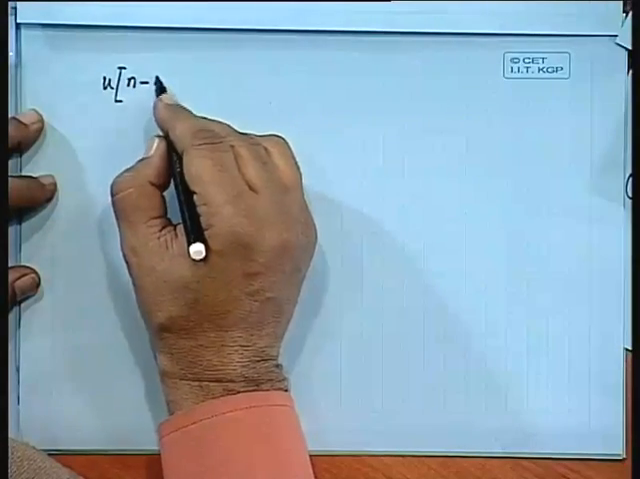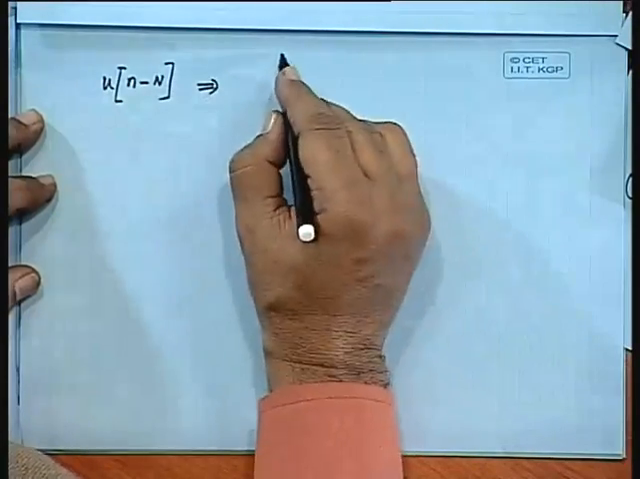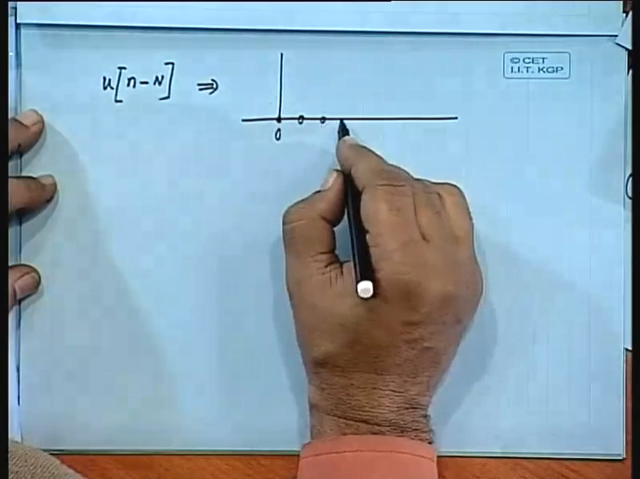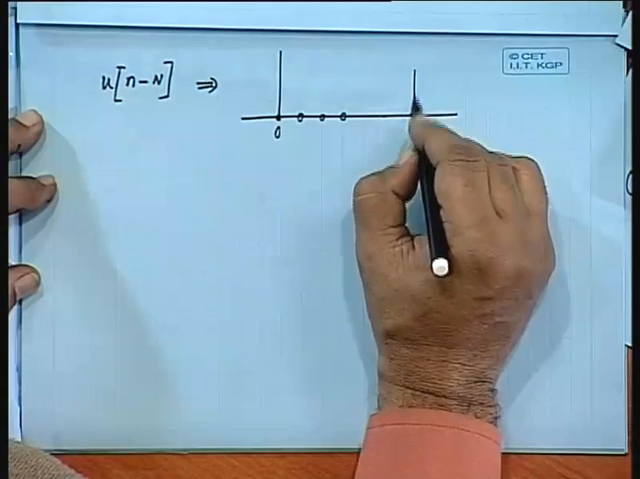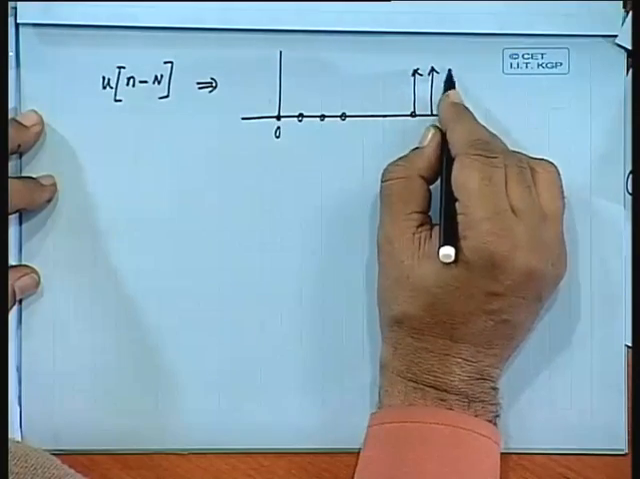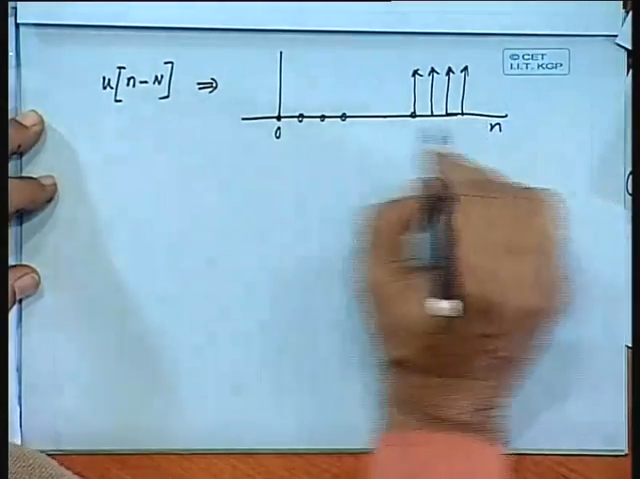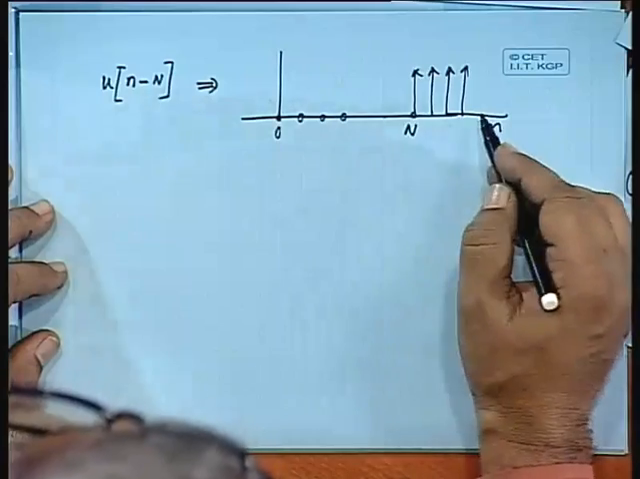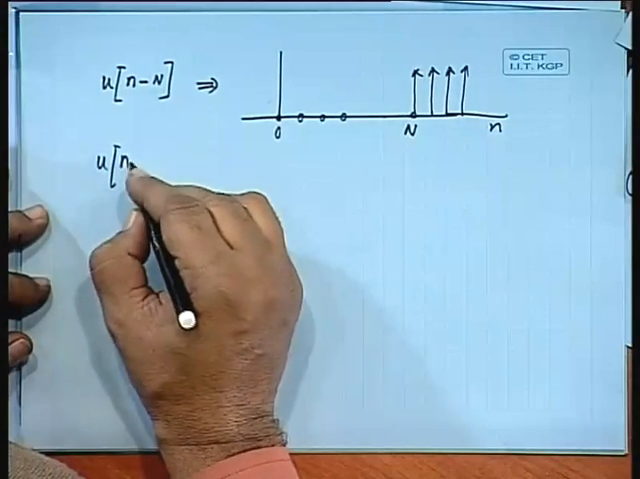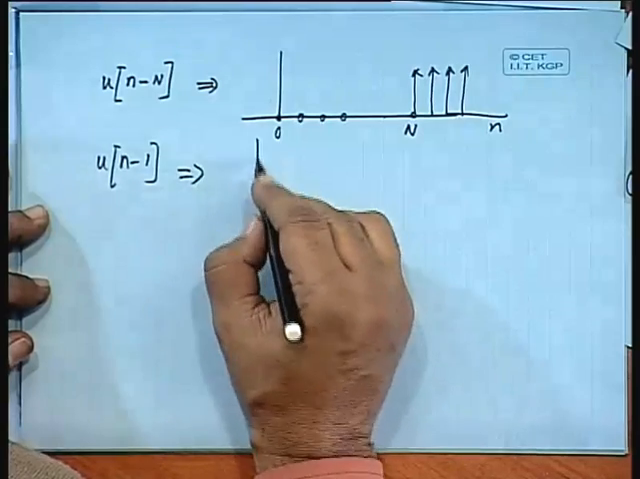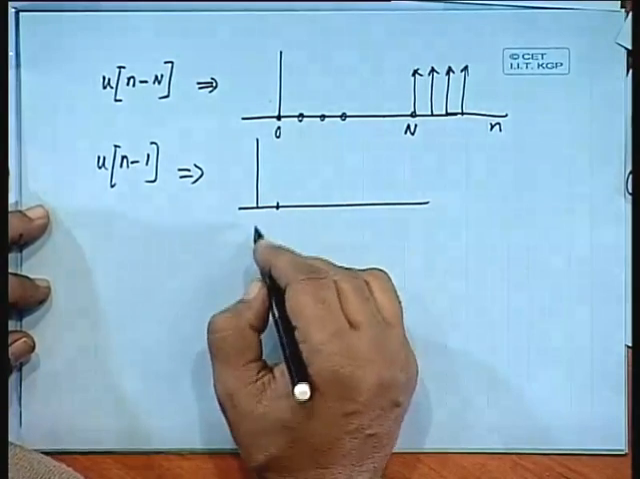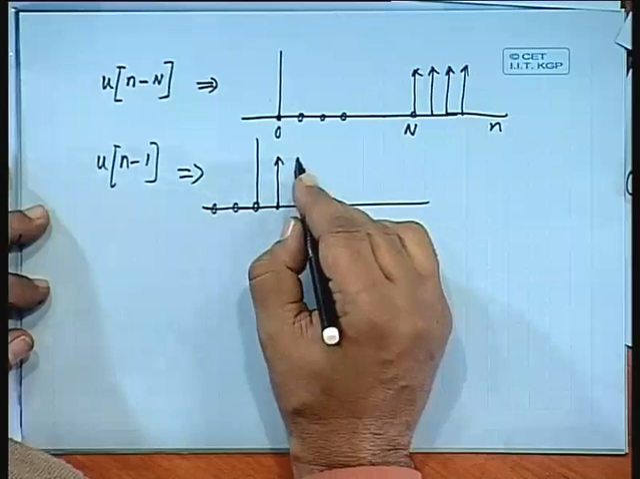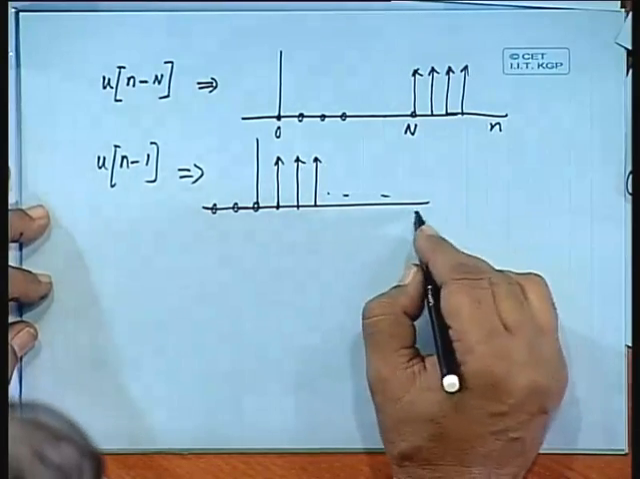Similarly, a delay by n steps will look like this: zero, 1, 2, 3 after n and so on. This is the unit step shifted by n steps. This is u n minus n. So, what will be u n minus 1? It will be starting from interval 1. This is 0, 0, 0 and 1, 1, 1 and so on.